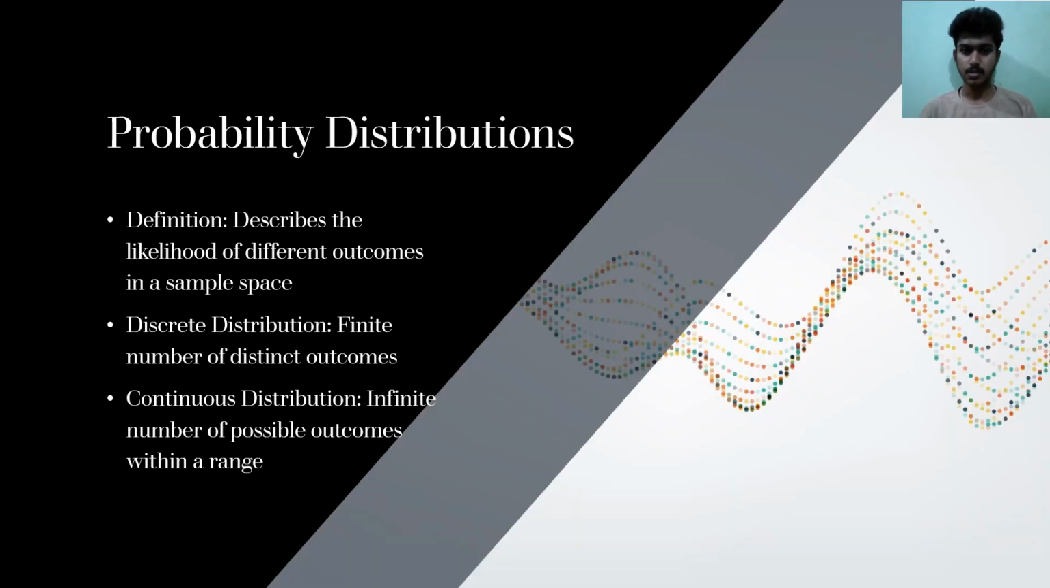Probability distributions. Definition: describes the likelihood of different outcomes in a sample space. Discrete distribution: finite number of distinct outcomes. Continuous distribution: infinite number of possible outcomes within a range.